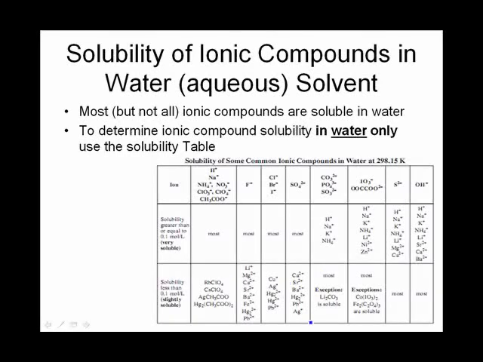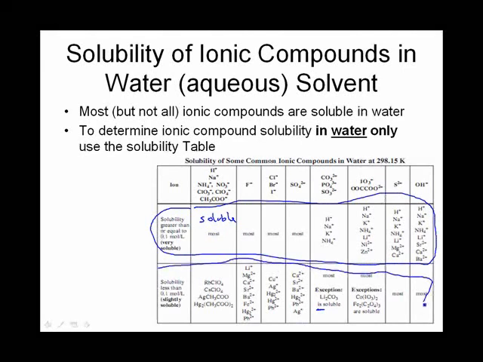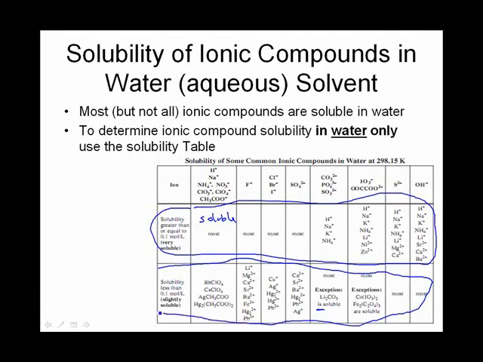And the way we read this table, it looks a little more confusing than it actually is. But, here we go. This row is soluble. And this row is insoluble. So in the column here, one thing says very soluble, one thing says slightly soluble. For us, that slightly soluble really means insoluble.